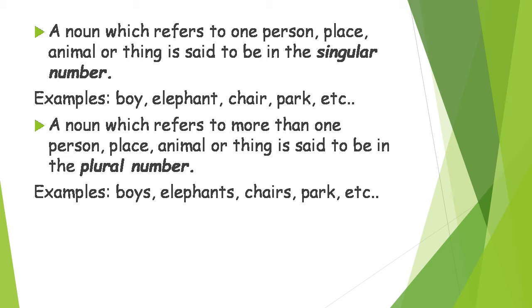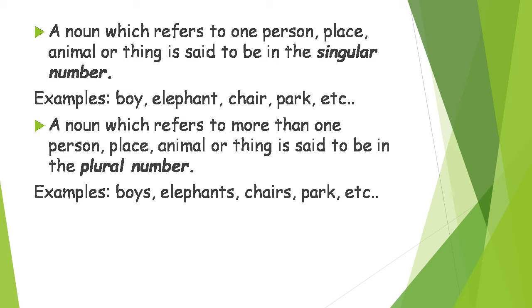A noun which refers to only one person, place, animal, or thing is called a singular noun. When we are talking only about one person, one place, one animal, or one thing, we call them singular nouns. For example, boy, elephant, chair, park, etc.